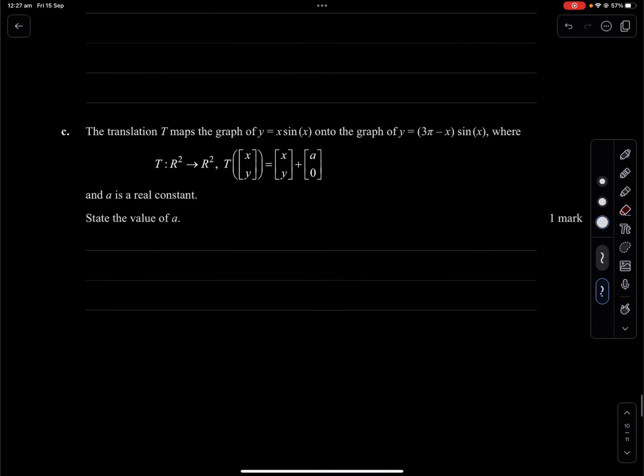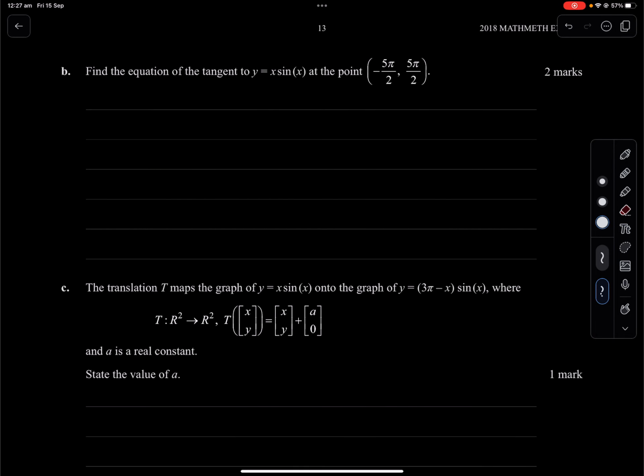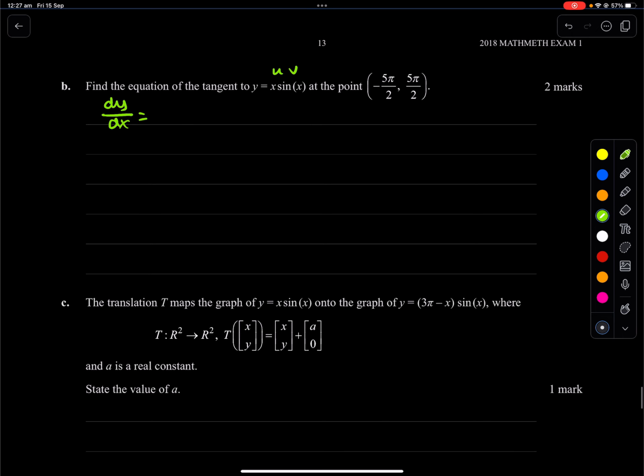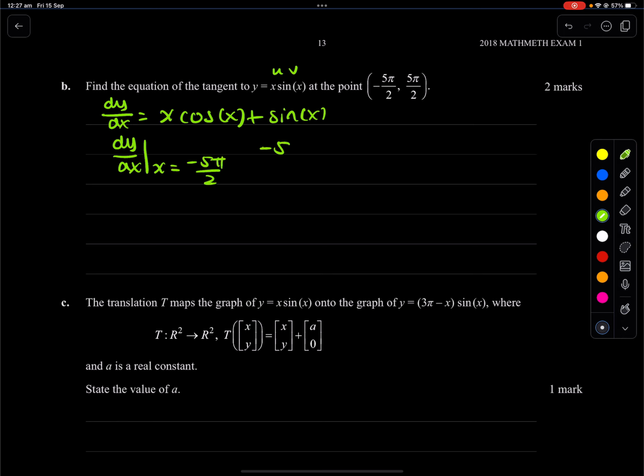Are we nearly done? Oh, so what's left: find the equation of the tangent to y equals this at this point. Okay, very nice and easy. So what's just dy/dx? So find dy/dx of this function. So this is u, this is v. So it will be x cos x plus sin x. And if we sub in dy/dx when x is -5 pi on 2, we're saying -5 pi on 2 cos 5 pi on 2, because that negative goes away, plus, actually it will become minus, so minus sine 5 pi on 2.